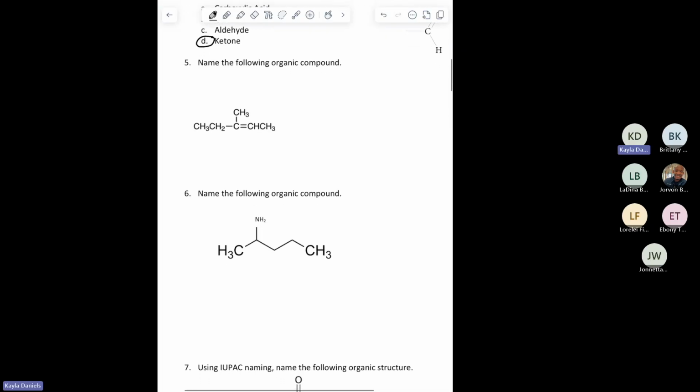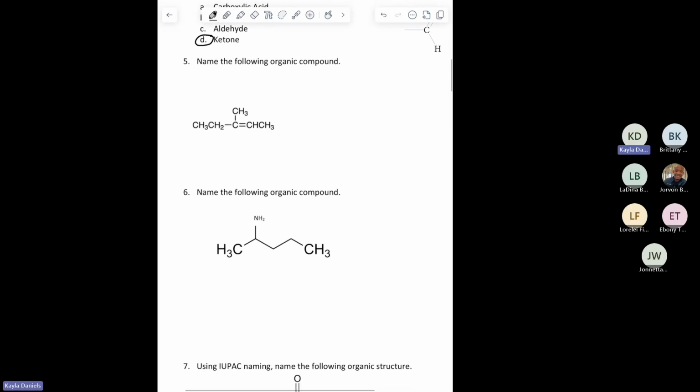All right, 5, we got lots more naming. All right, so first step is to figure out which functional group we're working with. I see a double bond here, so that means we're working with an alkene, and that it's going to have the ending ene.